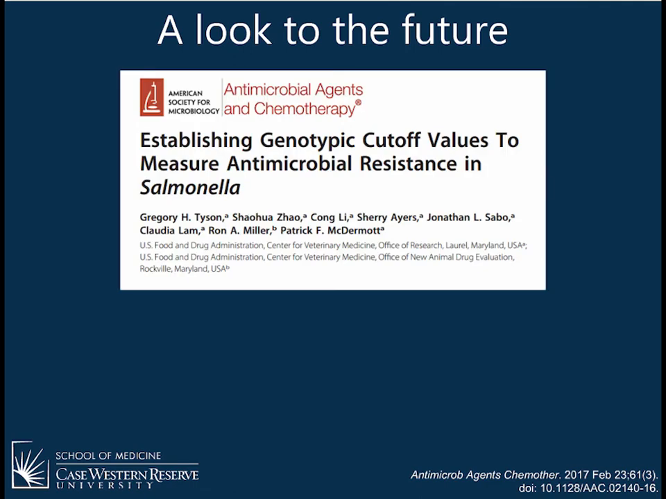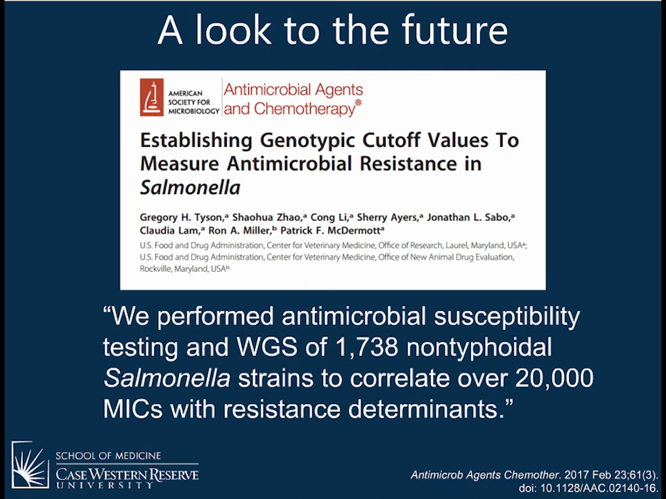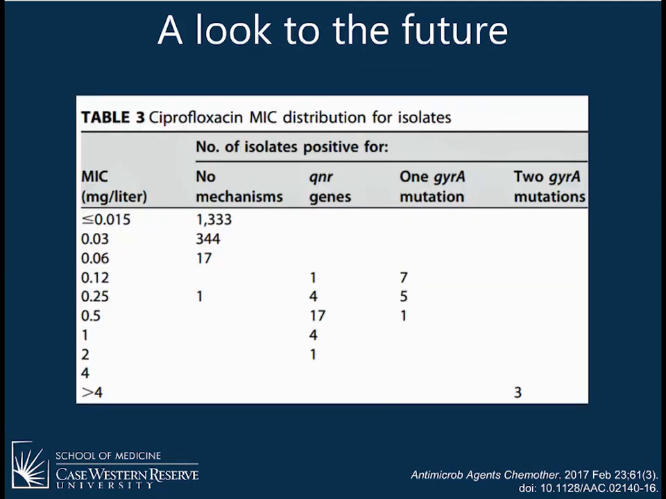This paper was written by a group at the FDA, and they talk about establishing genotypic cutoff values to measure antimicrobial resistance in Salmonella. They did a lot of work. They sequenced whole genomes of over 1,700 Salmonella strains and correlated that with 20,000 data points of MIC data. This is just one of the many tables in their paper, but this gets the point across of what they're trying to do and how they can do it. They did this with whole genome sequencing, but it's not far-fetched to imagine doing this straight from a specimen using metagenomic testing.